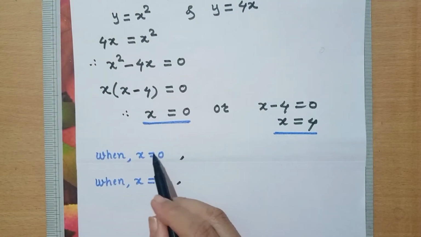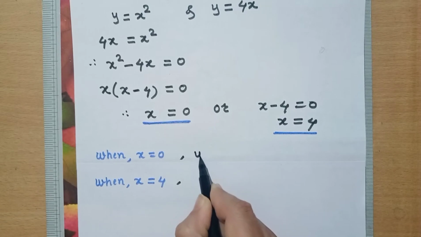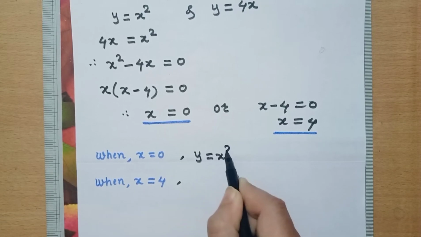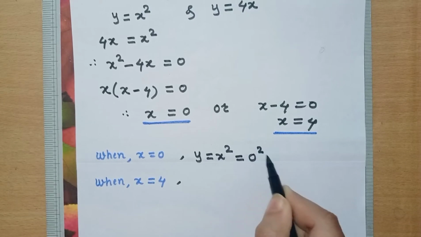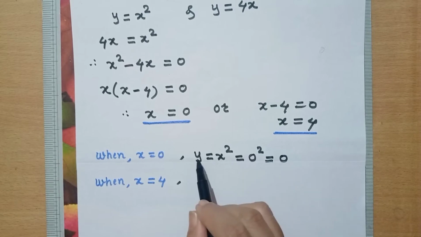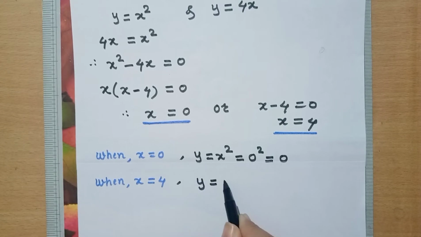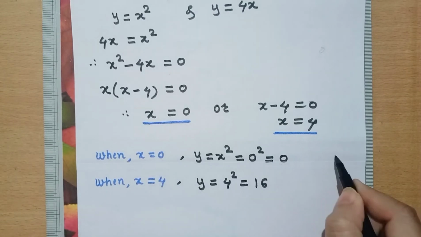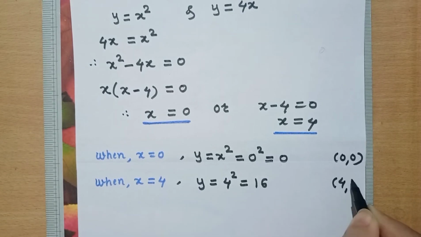Now we will substitute these values in any one of the curves. So we will consider the parabola y is equal to x square. If x is equal to 0, then it will be 0 square, and so this is equal to 0. So value of y is 0. And when x is equal to 4, this y is equal to 4 square, and that is equal to 16. And so first coordinate is 0, 0, and second is 4 and 16.